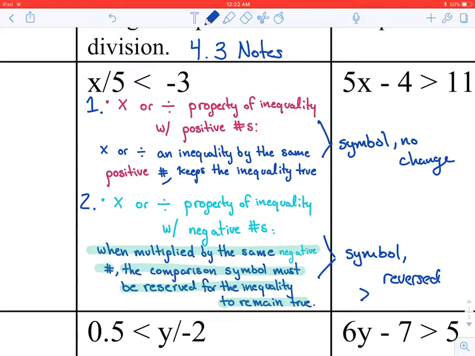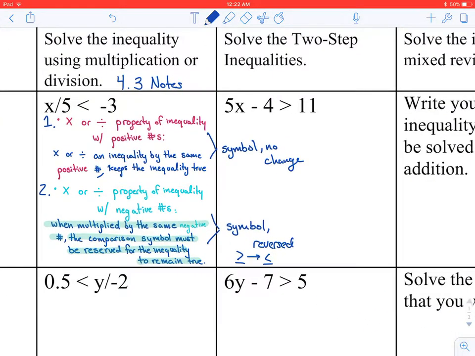Which means that if it's a greater than, it's going to turn into a less than. Or if it's a greater than or equal to, it's going to turn into a less than or equal to. So if you multiply or divide by the same negative number, you're going to have to reverse the comparison symbol. But if it's the same positive number, then the symbol does not change. So I'm going to move that over to the side and we'll go over some examples together.